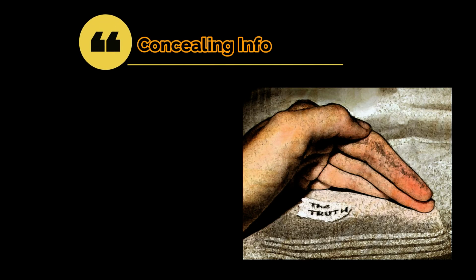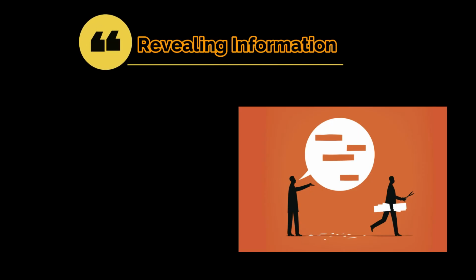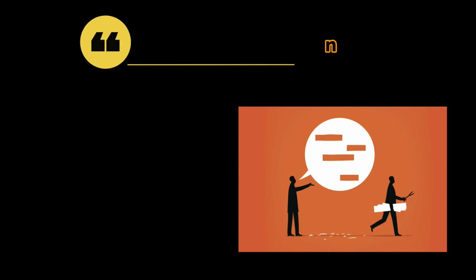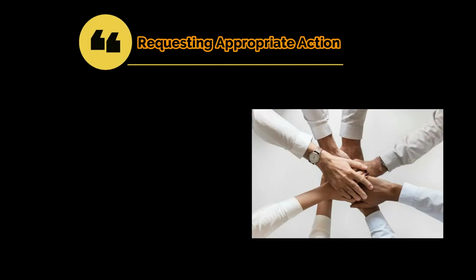Third, concealing information. Codes may be used to conceal or disguise information we do not wish others to know. Fourth, revealing information. Sometimes it is desirable to reveal information to specific users through a code. Fifth, requesting appropriate action. Codes are often needed to instruct either the computer or the decision maker about what action to take.